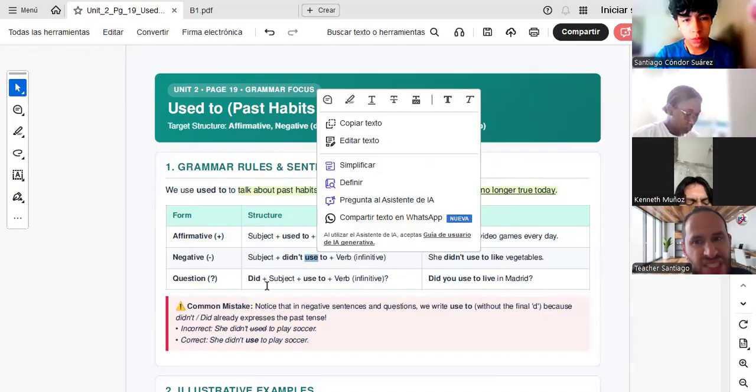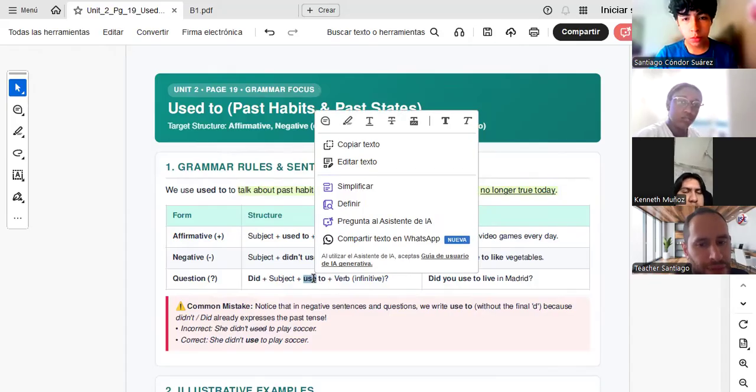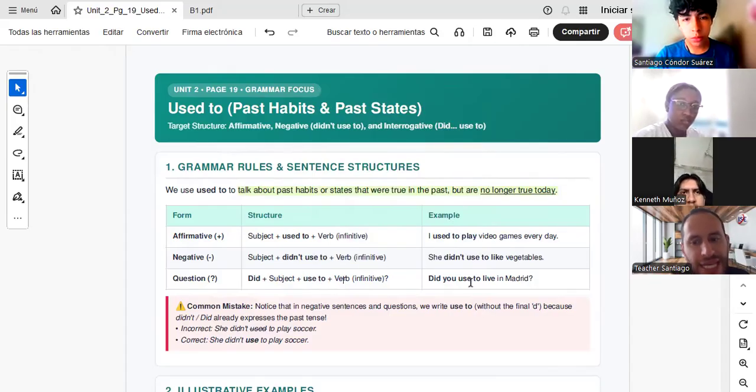And in questions, it's like using past simple, right? We use did. Did plus subject plus use to plus the base form. Did you use to live in Madrid? ¿Solías vivir en Madrid? So far, so good?